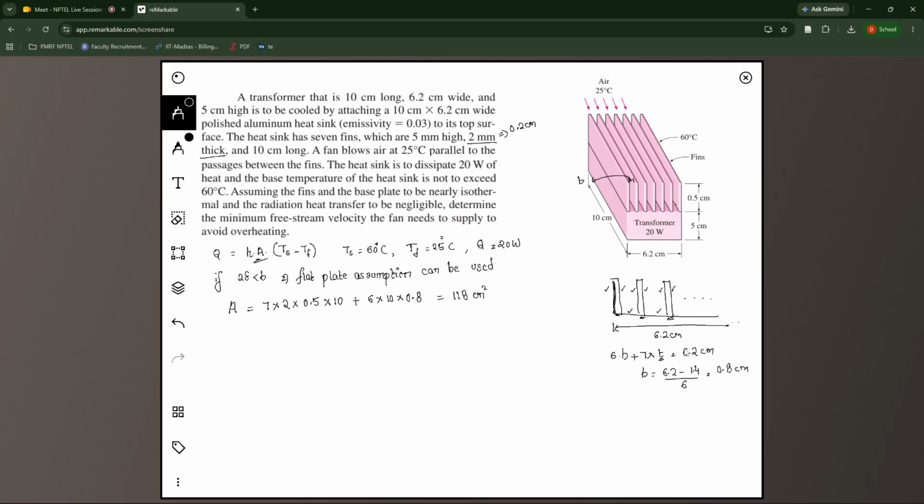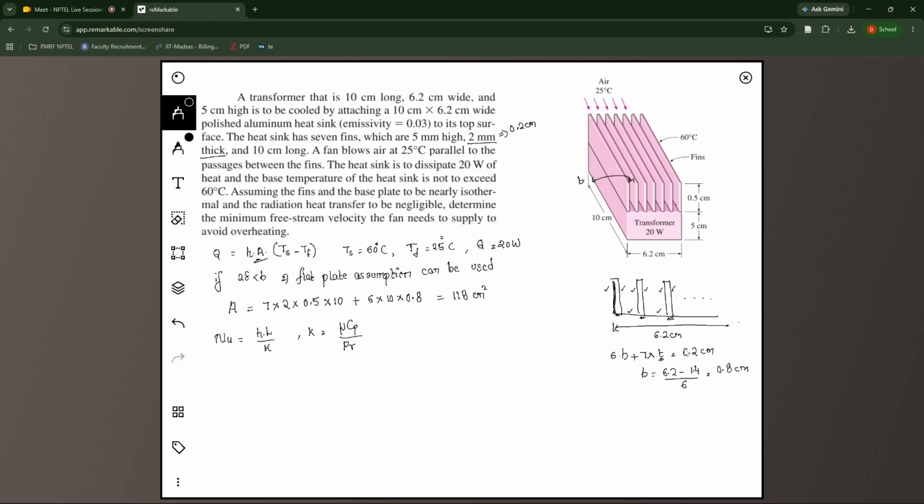Once we have the area, the major point here is to determine the value of the heat transfer coefficient. How do we get that? How do I get the heat transfer coefficient? For that I need to know the correlation between Nusselt number as well as Reynolds number. So we have the Nusselt number relation given by average Nusselt number is h times the characteristic length, which should be taken along the flow direction, which is 10 centimeter, divided by thermal conductivity, where the thermal conductivity is given by mu Cp by Prandtl number.